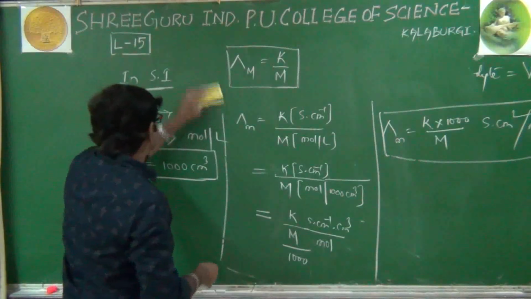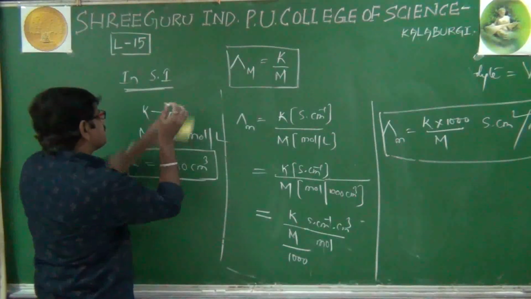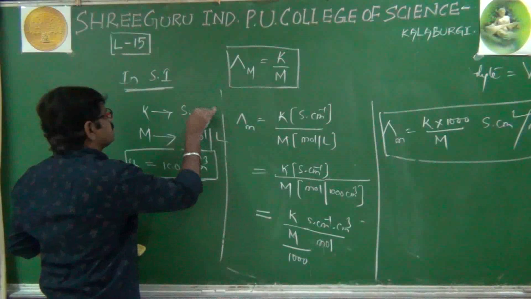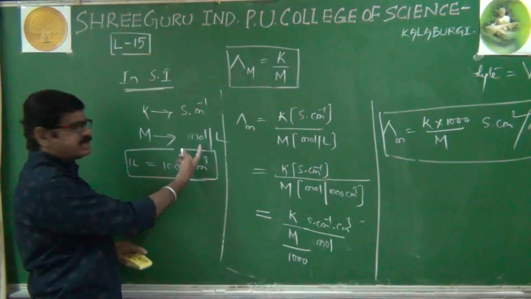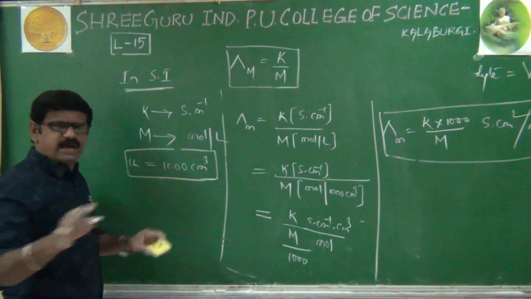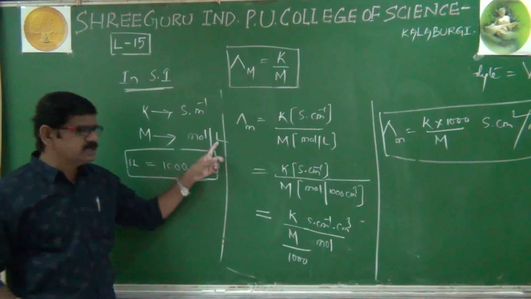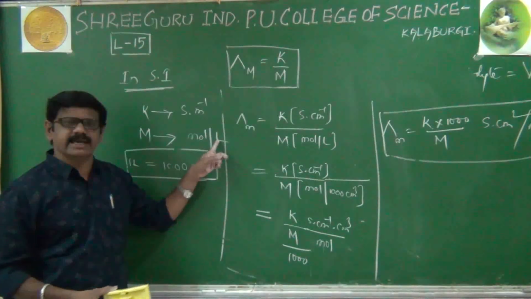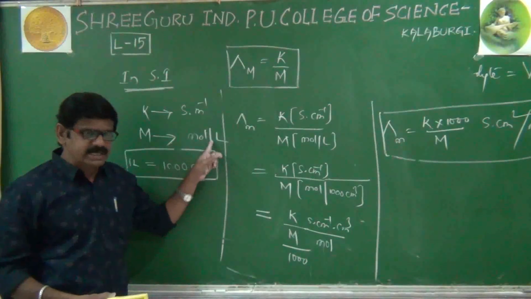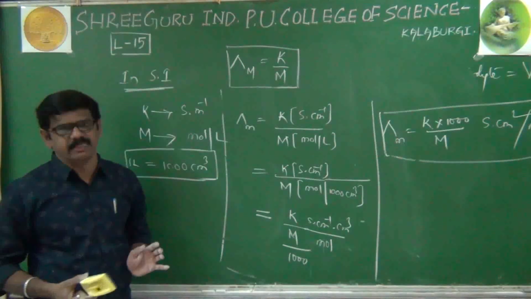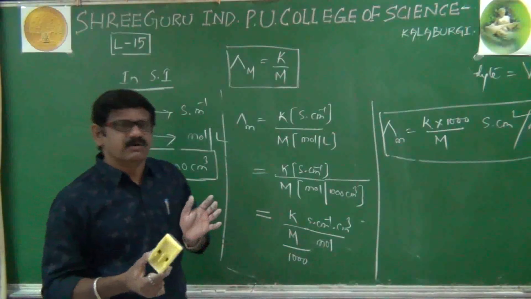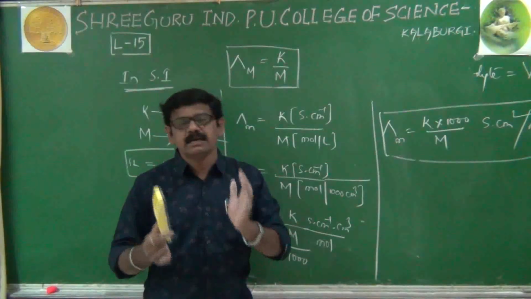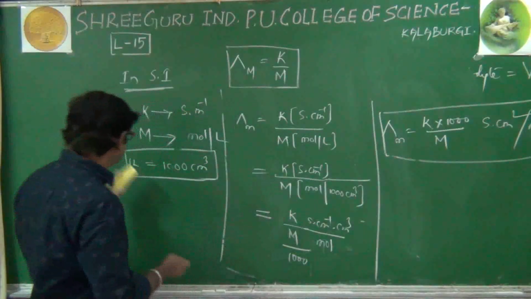In the SI system, K is in Siemens per meter. Again, the molarity unit remains the same, mole per liter. Already known to you, liter is neither a CGS system nor an SI system unit, so this liter again we have to convert into the SI system. In the SI system, volume is measured in meter cube. Therefore, we will write like this.